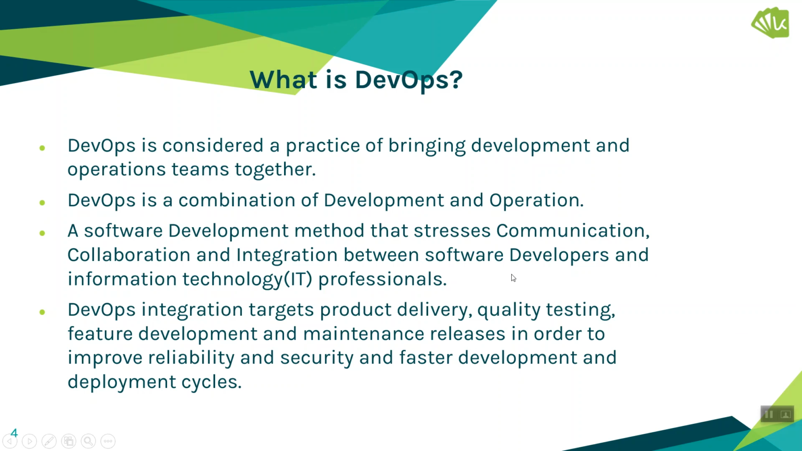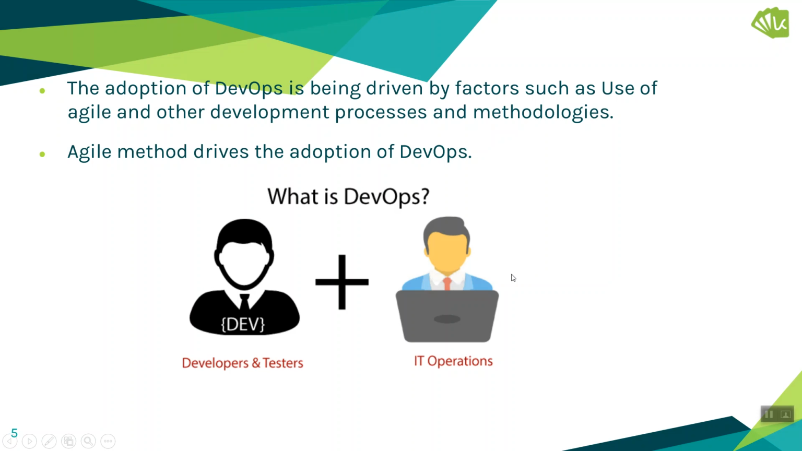Let me go to the next slide. I just explained some 3 to 4 statements of what DevOps is. The adoption of DevOps is being driven by factors such as the use of Agile and other development processes and methodologies. Agile method drives the adoption of DevOps. It is just a picture you can see here: DevOps and testers work together, plus IT operations, is your DevOps. Let me go to the next slide.